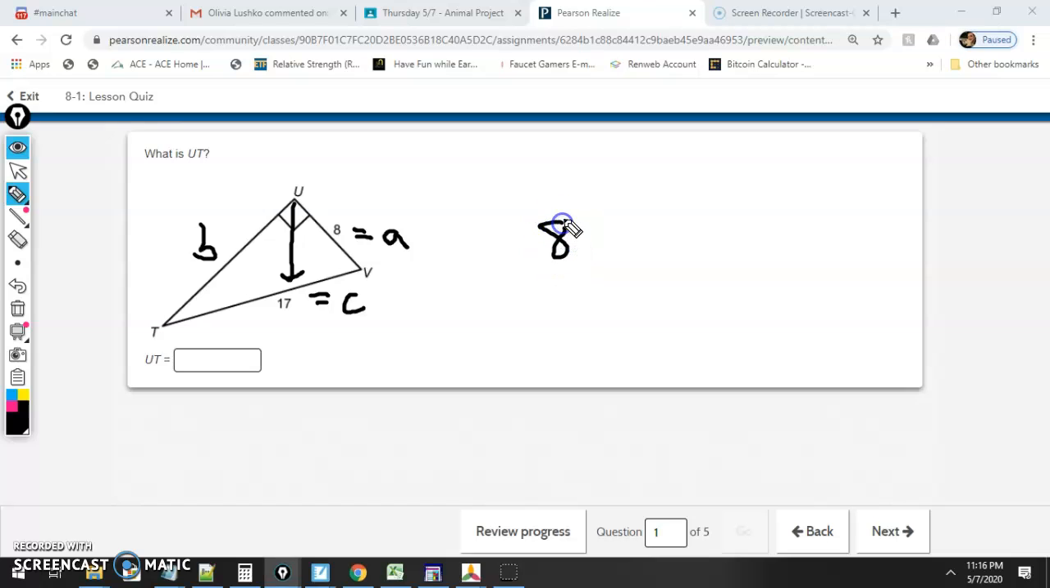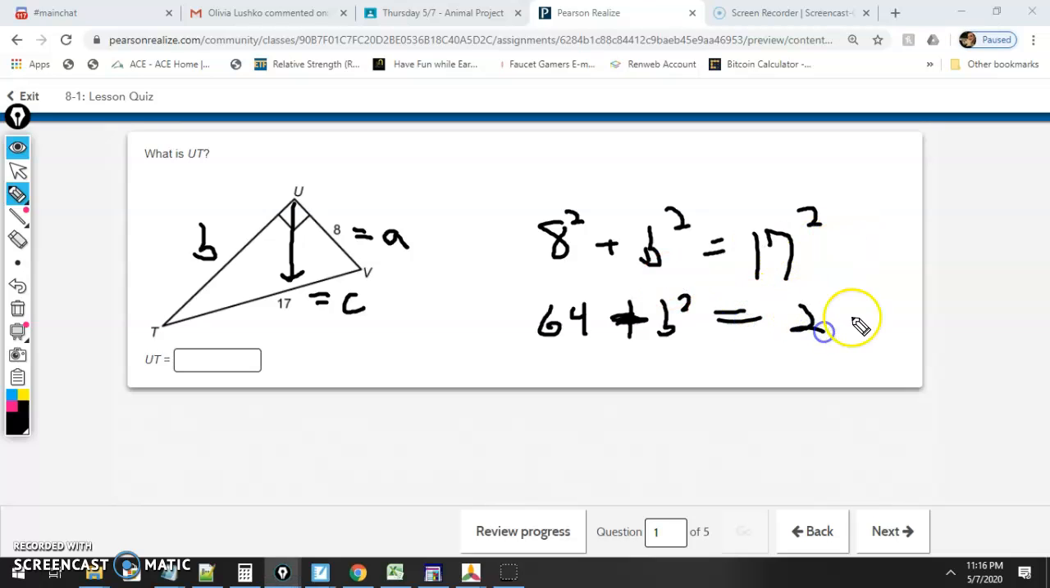All right, so we're going to have 8 squared plus b squared equals 17 squared. All right, so you have to square 8, which is 64. Oops, that's a plus sign. Plus b squared, and 17 squared is some big number. Okay, it is 289. You subtract 64, you get 225. So b squared is equal to 225.